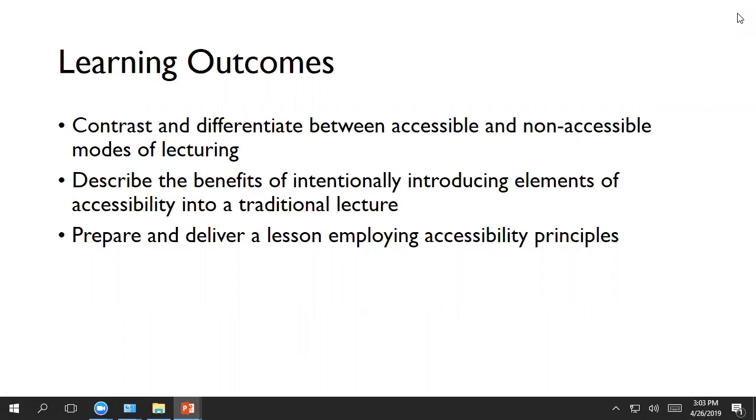And our ultimate goal is to be more aware of accessibility principles and make our lectures more effective for everyone. The first learning outcome makes it sound like there's only two ways that a lecture can be: fully accessible and non-accessible at all. Of course, in practice, it's always going to be somewhere in the middle, and our goal is to get as close as possible to the more accessible version of that.